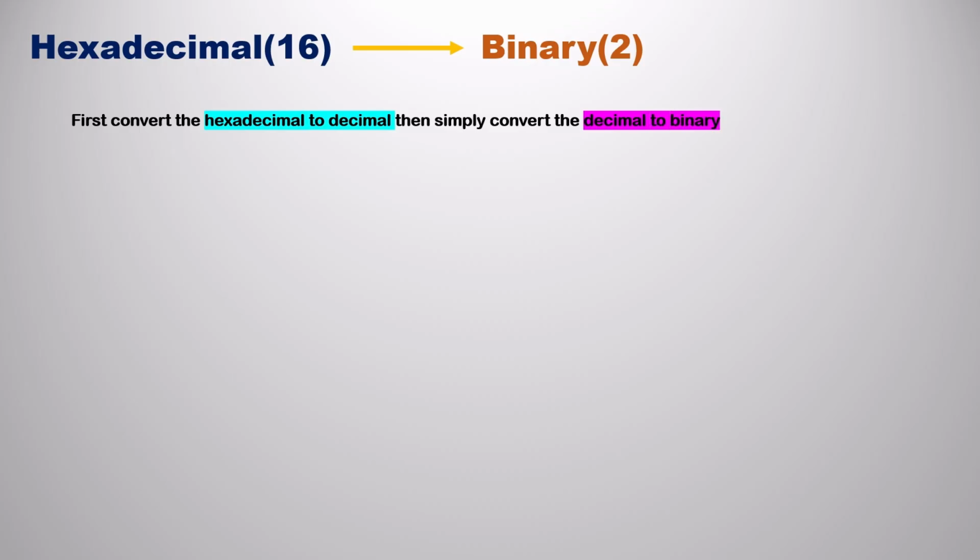This is the last one, the last of the four: hexadecimal to binary. First convert hexadecimal to decimal and then simply convert decimal to binary. This is the exact process that we followed from octal to binary as well. Let's see an example so that you can understand more easily. In this question they have asked to convert A B to an equivalent binary number. The process and method will be the same.